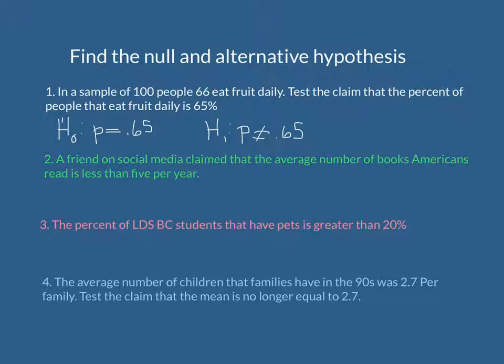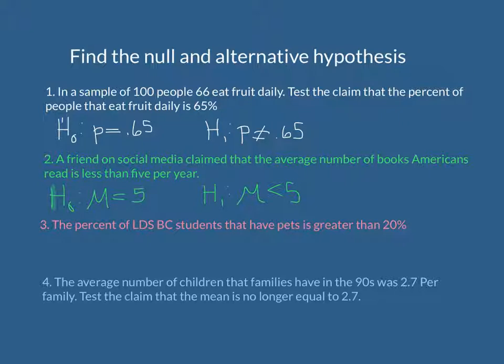For the second problem, a friend on social media claimed that the average number of books Americans read is less than 5 per year. So my null hypothesis has to say that my mean equals 5 per year. It has to say equals to in the null. Then the alternative is whatever the original claim is trying to say. So then that would mean that my mean is less than 5.